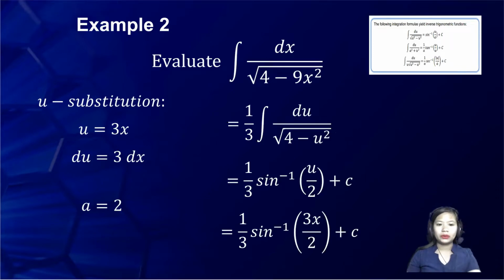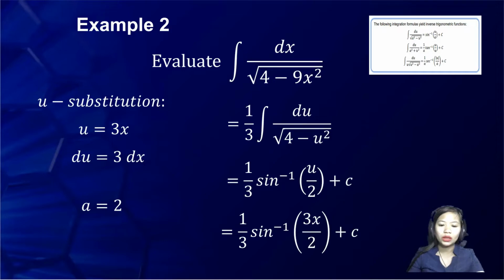On the second example, evaluate the integral of dx over the square root of 4 minus 9x squared. We're going to use also the u substitution. Our u is equal to 3x and our du is equal to 3 dx. Then here, it is the same with the first integration formula written on our upper right side.